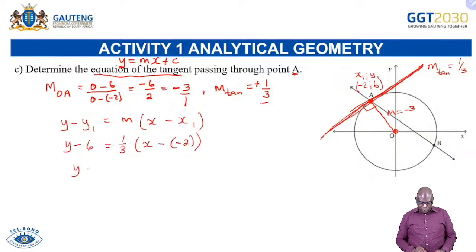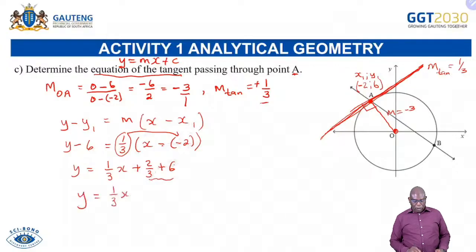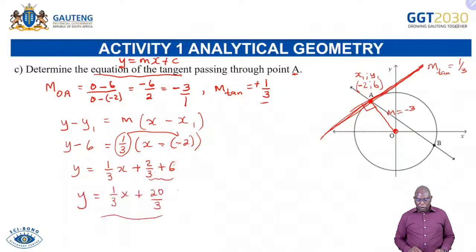So I've got y equals 1 over 3 x plus 2 over 3 and then plus 6. Because if I multiply this and that, negative and negative is positive, and that will be 2 over 3. The -6 transposed is plus 6. If you don't know how to add these, please use a calculator. Don't be like me. 3 times 6 is 18, 18 plus 2 is 20, and that will be 20 over 3. That is the equation of the straight line.